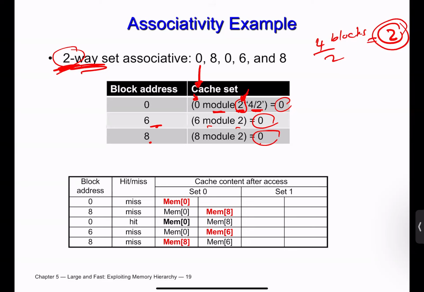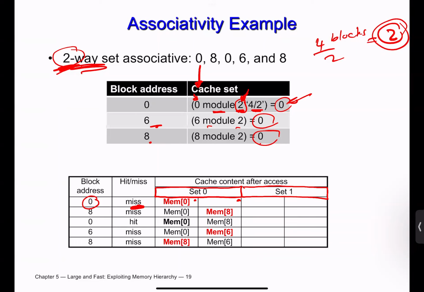We'll begin again as usual, but now instead of having 4 different locations or groups, I have one set that is grouping 2 locations, and another set that is grouping another 2 locations. With 0, I will go to set 0. I will look either here or there. Did I find the memory of 0 initially? No. So I miss. When I miss, I copy memory of 0 into set 0.